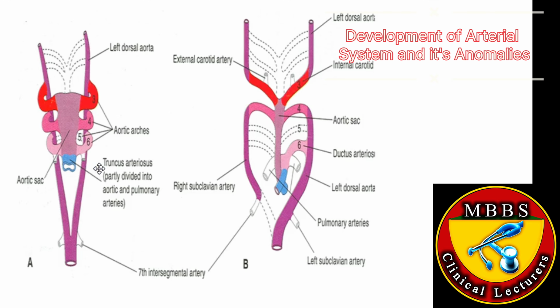The fourth aortic arch on the right gives rise to the subclavian artery, and on the left side it gives rise to the arch of aorta. The fifth aortic arch degenerates on both sides, and the sixth aortic arch gives rise to the pulmonary arteries on the right and the left side. The details we'll be doing in the coming slides.